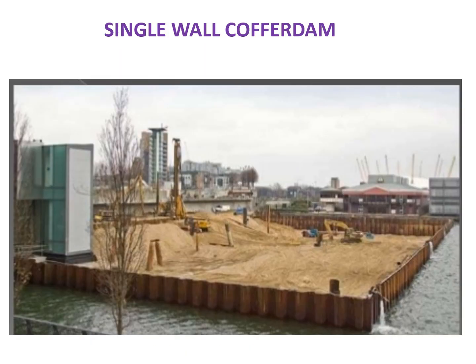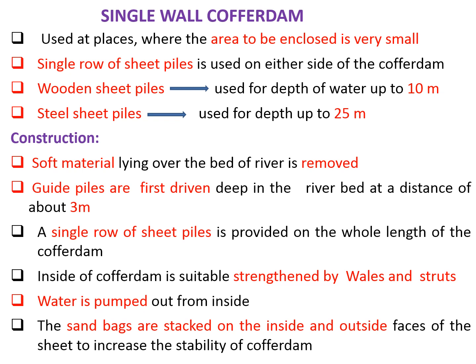Next important type of cofferdam is called single wall cofferdam. So here in this figure there is a single row of sheet pile that is provided all around the area to be enclosed. So this is the dry working area in which we have to work. So initially there was water, and by insertion of single layer of sheet pile, it is enclosed, and then dewatering is done, and then after this work is done.